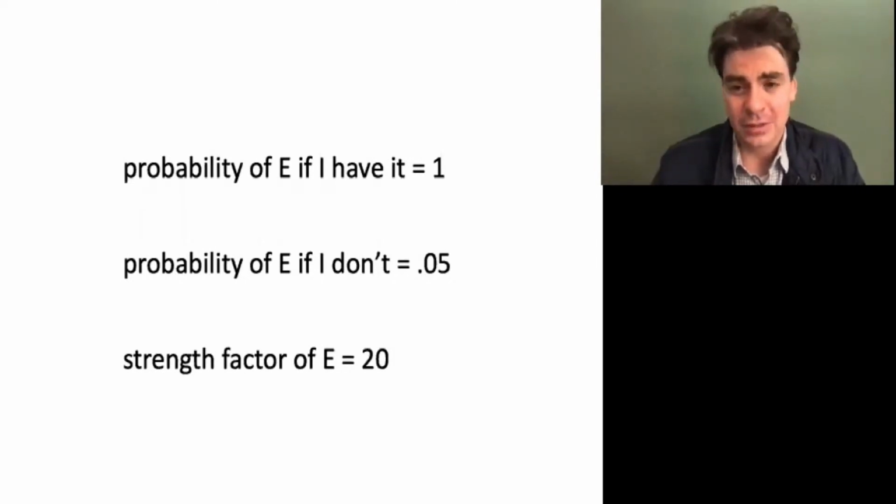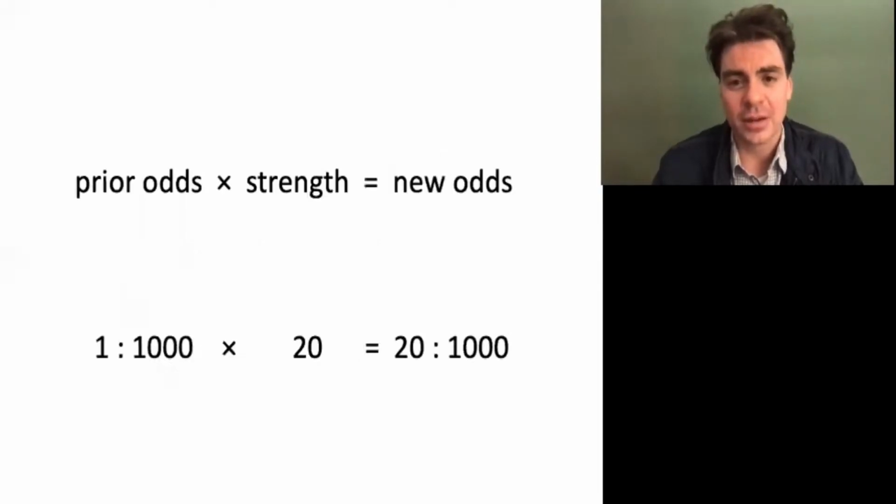And the problem is that's not enough, right? We've got to integrate that with our prior odds. So prior odds 1 to 1,000, strength factor of 20, new odds of 20 to 1,000, which is still pretty low, right? That's 20 in 1,020, or 2 in 102, or 1 in 51. Very, pretty unlikely.